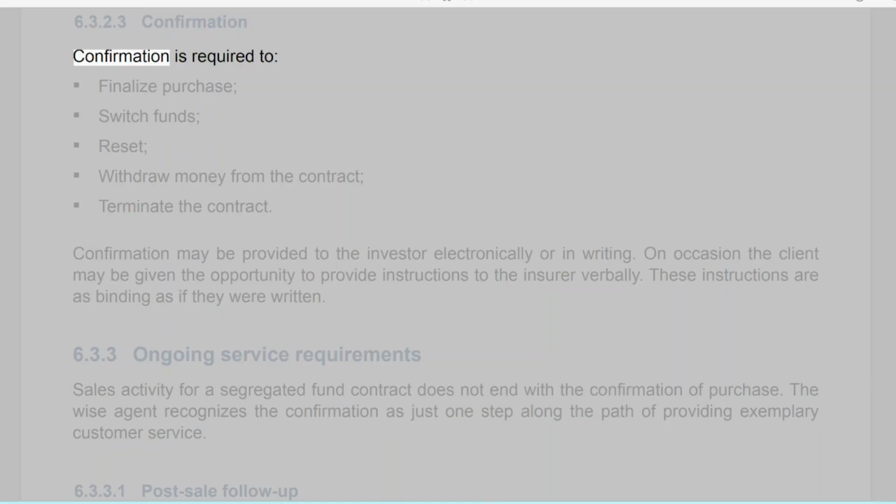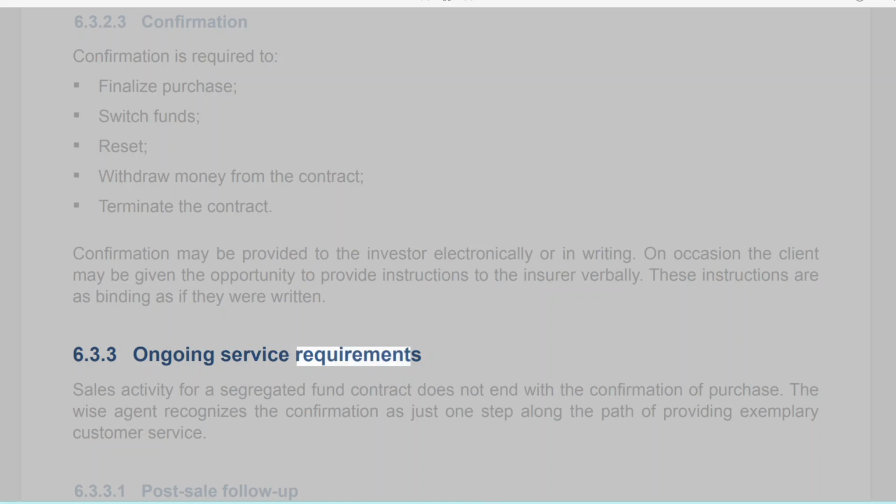6.3.2.3 Confirmation is required to finalize purchase, switch funds, reset, withdraw money from the contract, terminate the contract. Confirmation may be provided to the investor electronically or in writing. On occasion, the client may be given the opportunity to provide instructions to the insurer verbally. These instructions are as binding as if they were written.